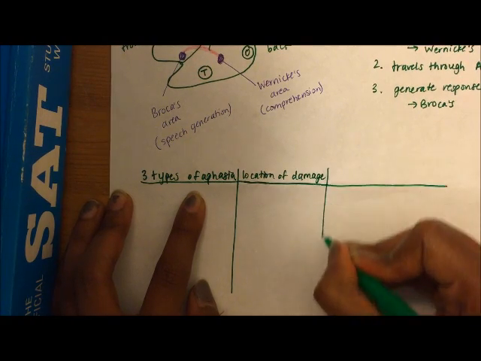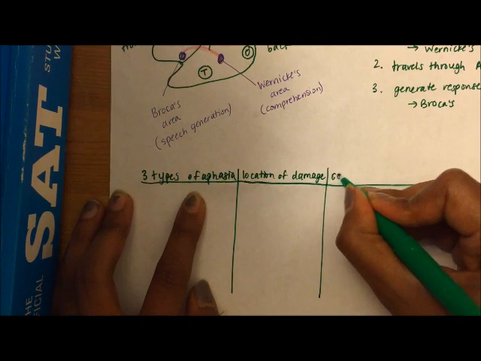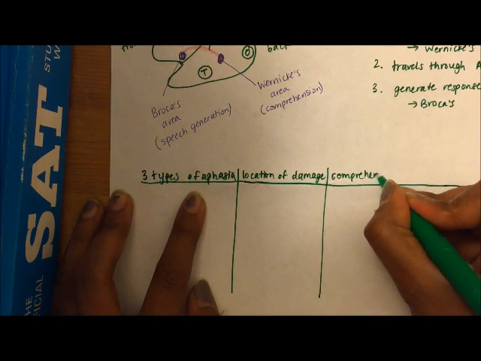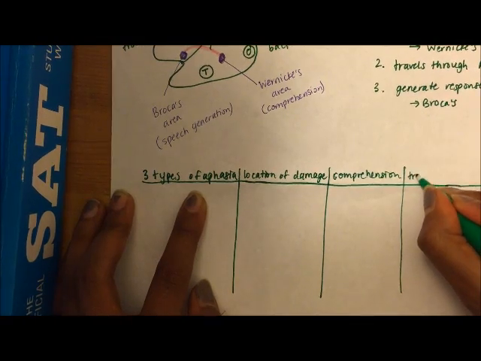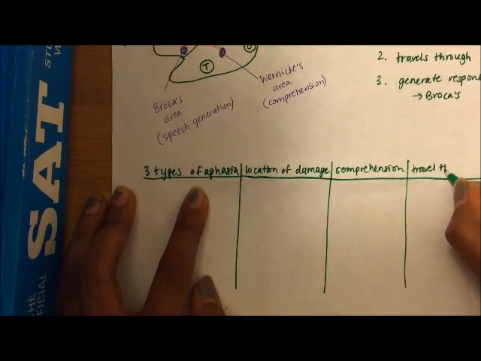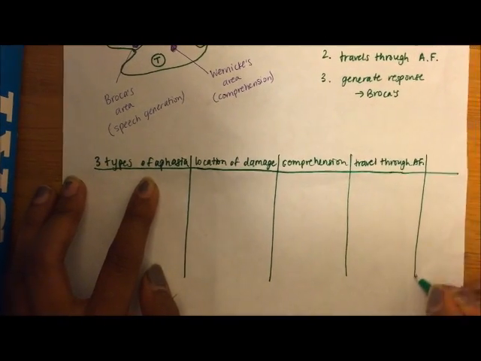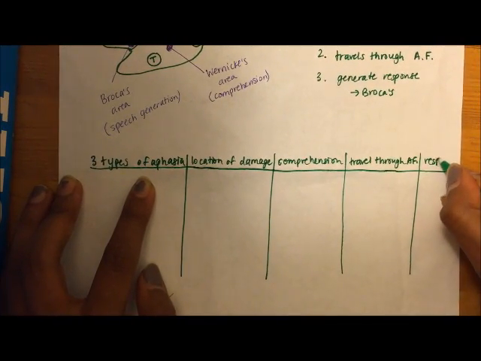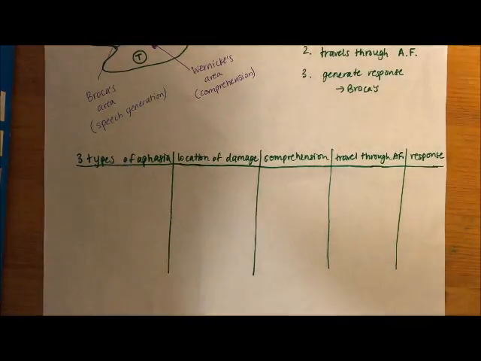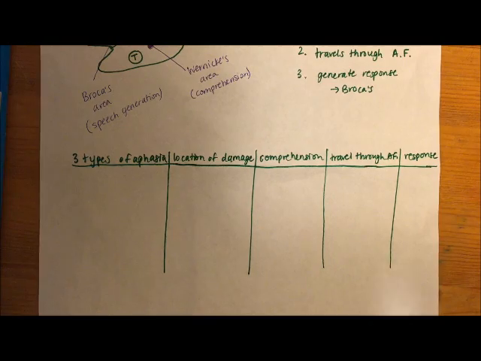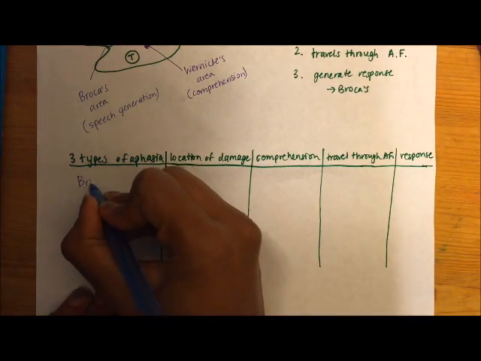And remember, we have three different parts to speech, right? We have understanding, so I'm going to say comprehension. Then we have the traveling through the arcuate fasciculus, and then we have the actual generation of the response. Okay, so let's start off with something called Broca's aphasia.